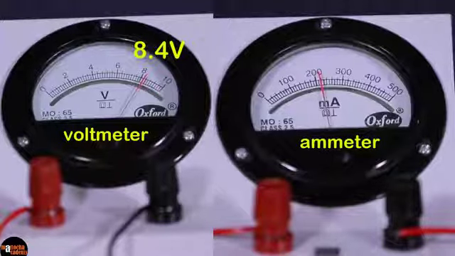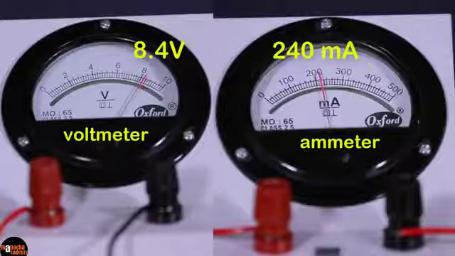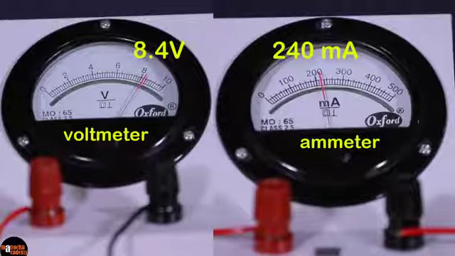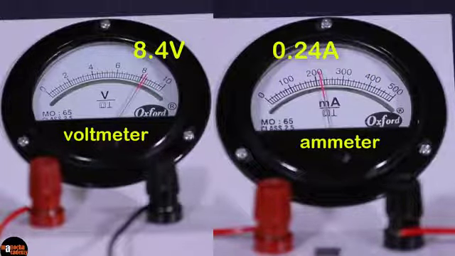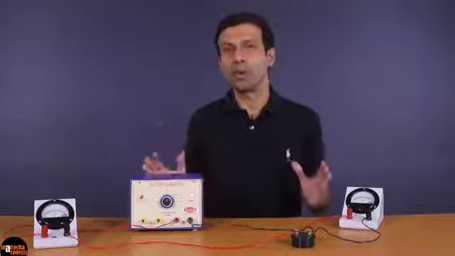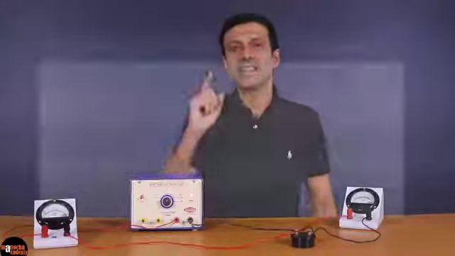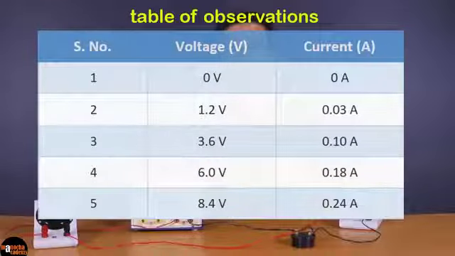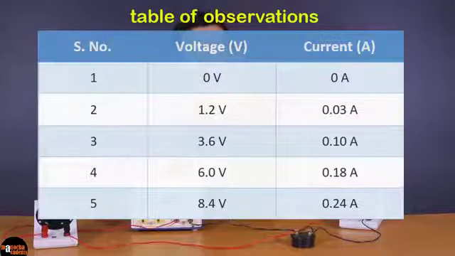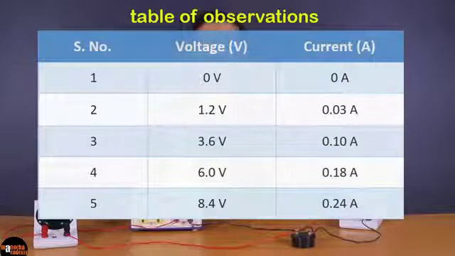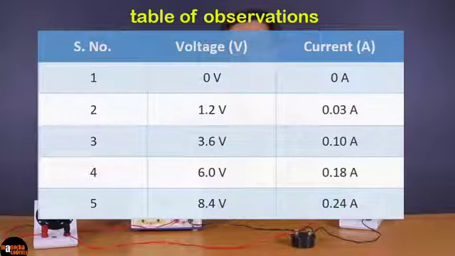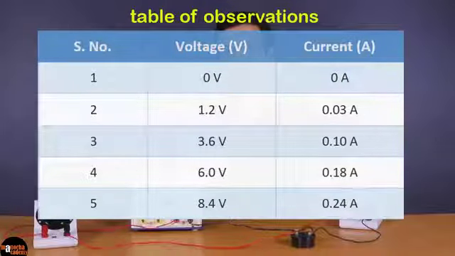And let's check the reading in the ammeter. It shows 240 milliamperes. So the current in the wire is 0.24 ampere. This is our fifth data point. Let's put it in our table. What can we conclude from this table? That's right. As the potential difference across the wire increases, the current in the wire also increases.